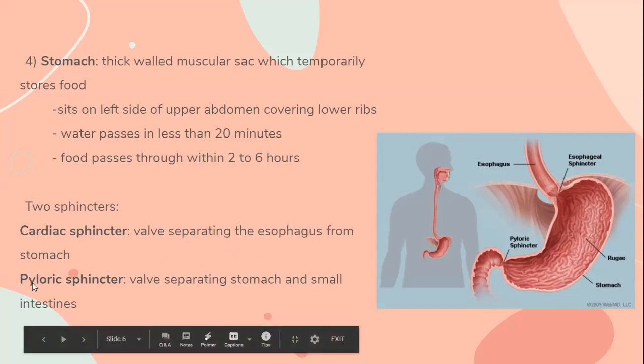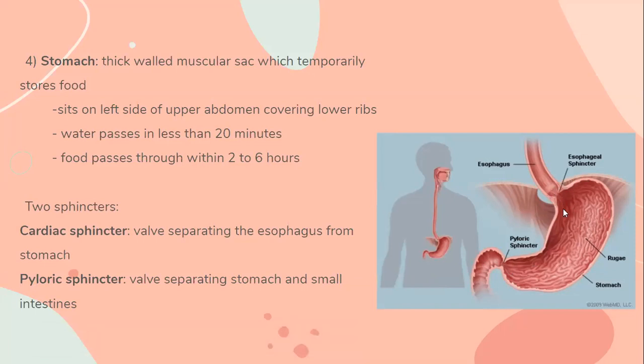And then there's the pyloric sphincter, which is the valve separating your stomach and your small intestine. The pyloric is always going to be the lower one, and then the esophageal or cardiac one is the upper one. So there's two sphincters to kind of let food in and then let food out.